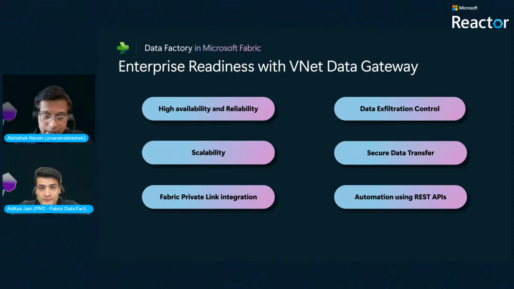Secure data transfer through private endpoints, private links, Fabric private link integration. As I mentioned, you can integrate with private links as well. In the previous demo, you saw private endpoints for storage. Similarly, you can have private links for Fabric too, and that will work too. And then you have automation REST APIs for making all the CRUD operations on the gateways on demand, and making updates to the gateways as well.